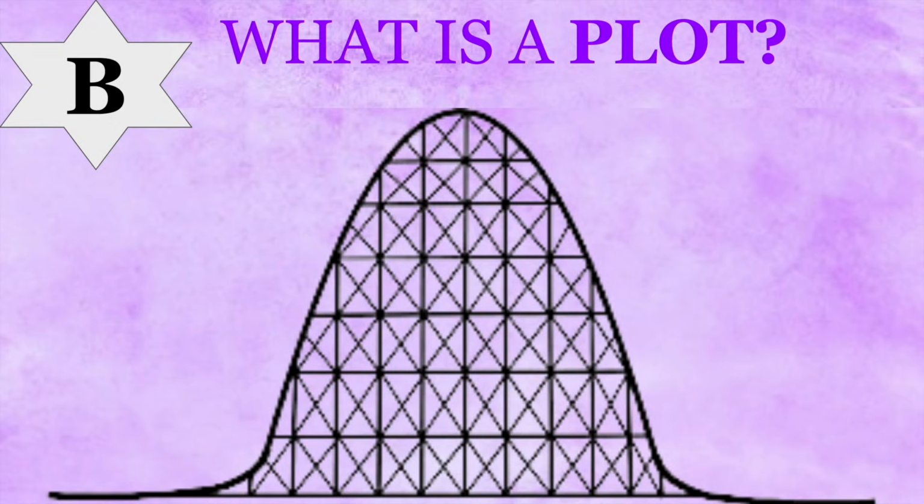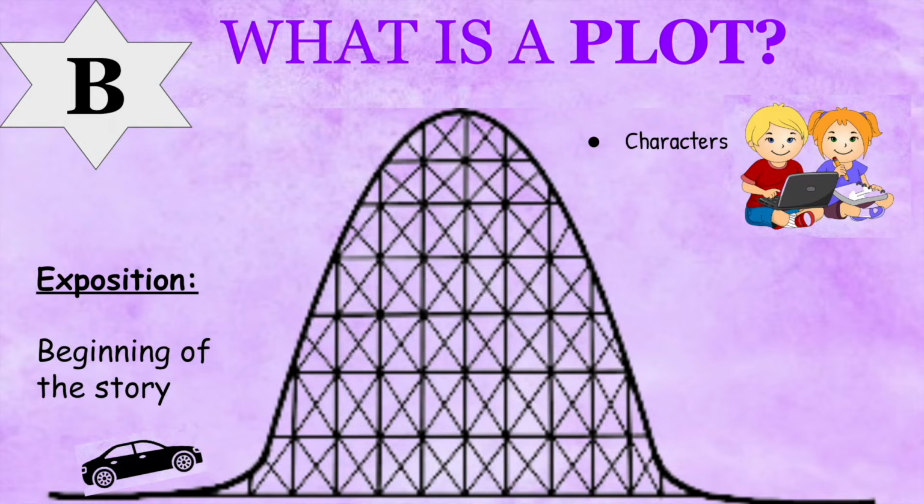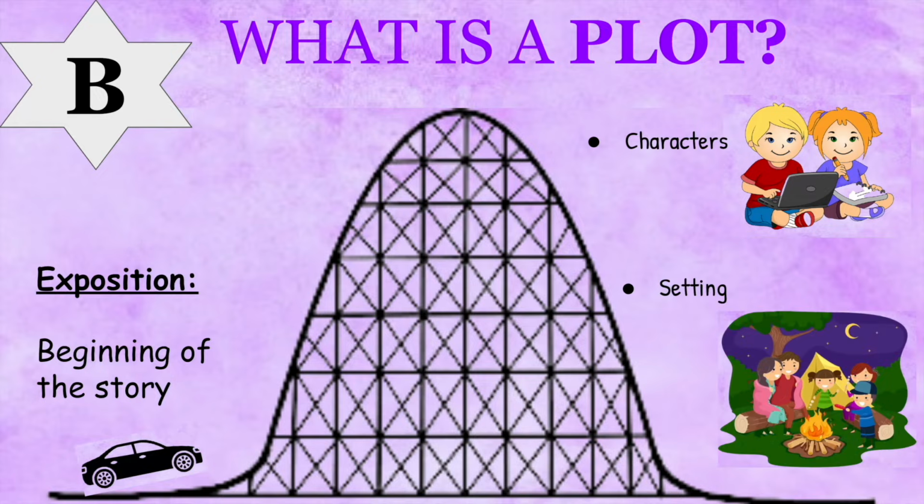Beginning of the story is really important. It is also called the exposition. In the beginning of the story, the author tells you who the characters are. When you read the story, you will know who's going to be in the book. So the beginning is important because it introduces the characters for the very first time. And then it also tells you what the setting is, when and where the story is taking place.